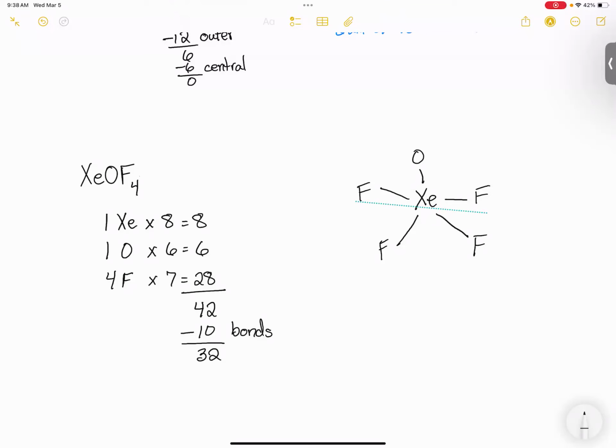The next step says that if there are electrons that still remain, they're placed on the external atoms in pairs. So we're going to give our fluorines 6 additional valence electrons, because fluorine currently has 2 in the bond. So in order for it to have an octet, it needs 6 more. And that is true for every single fluorine in the structure.